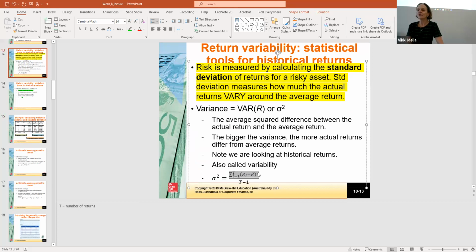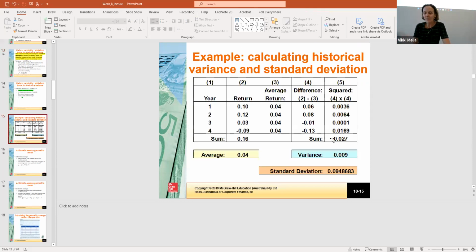So 0.027 is the sum of all the squared differences. To get the variance, we have to divide it by t minus 1. So the sum of all the squared differences is 0.027. To get this variance here, you need to take the sum and divide it by t minus 1. What will t be? 4. So you take your sum and you divide it by 3. T is 4, 4 minus 1. So the sum divided by 3 gives us the variance.